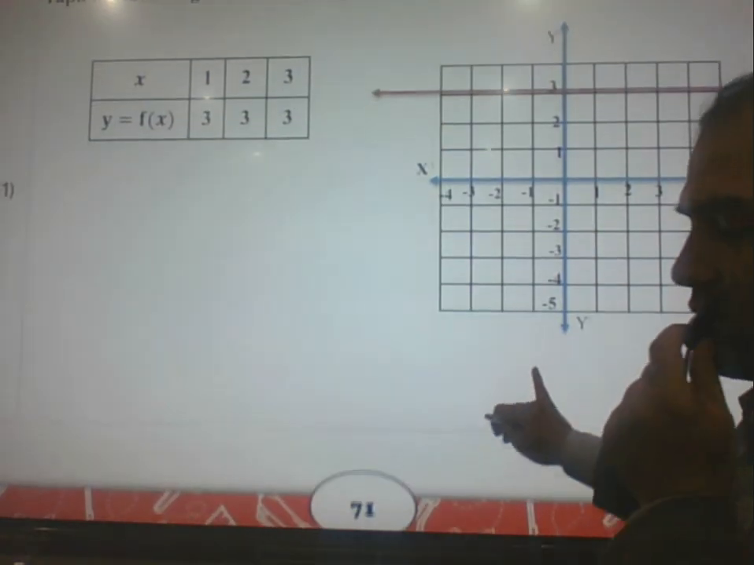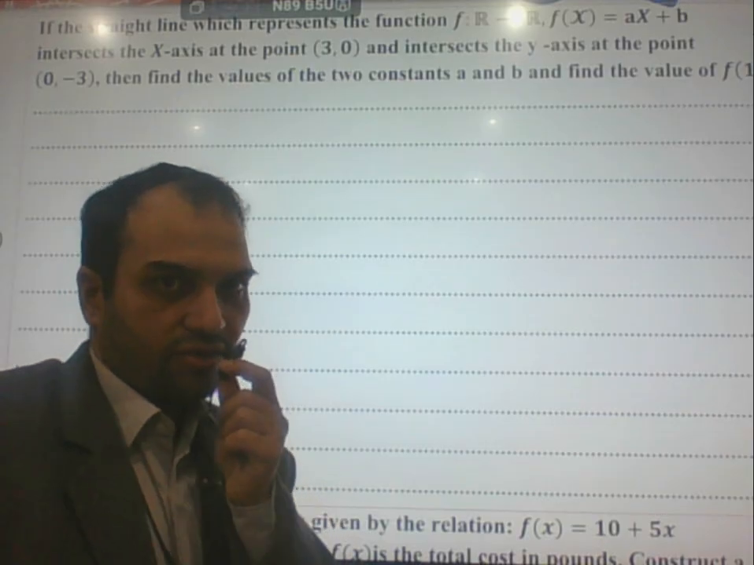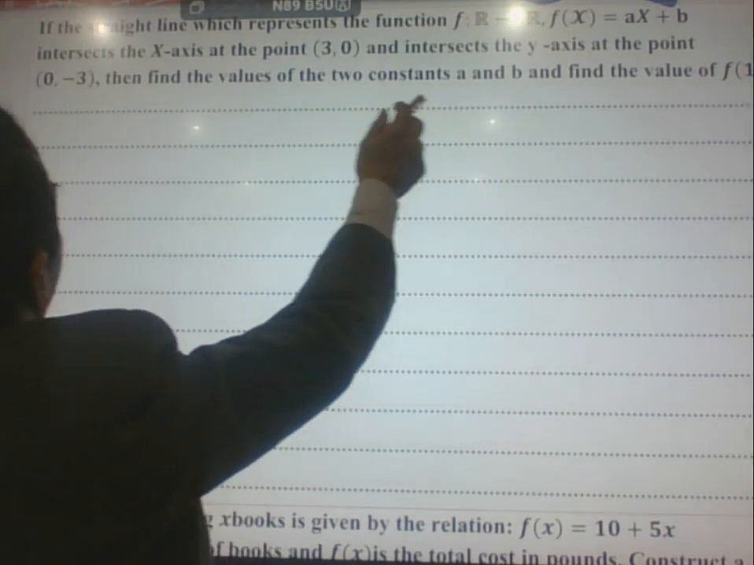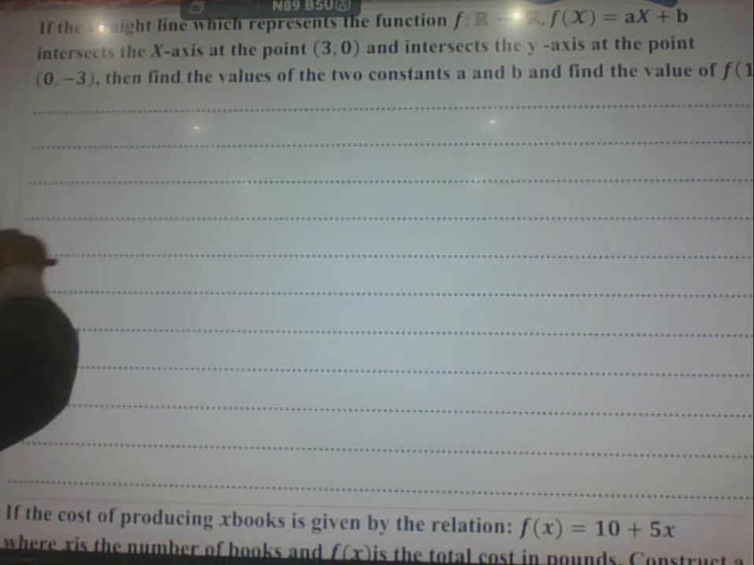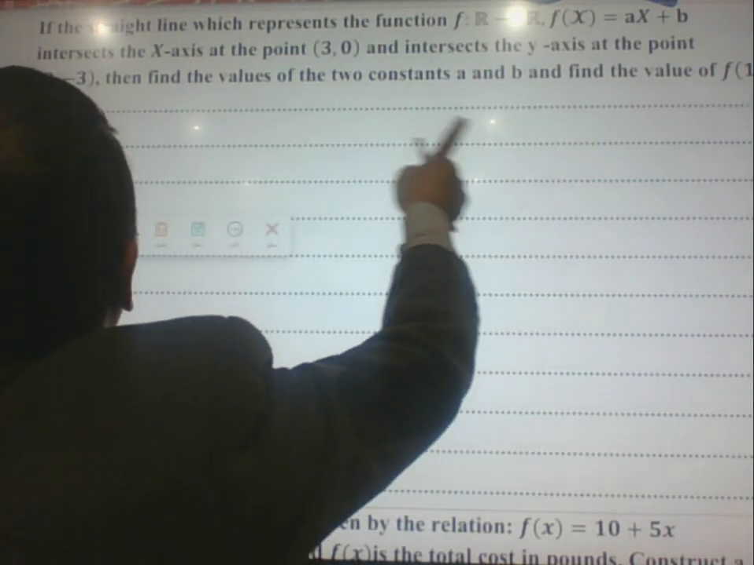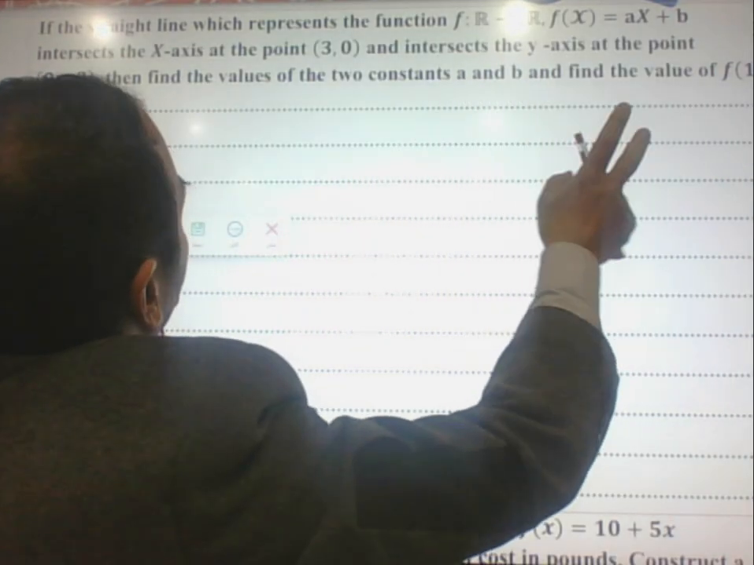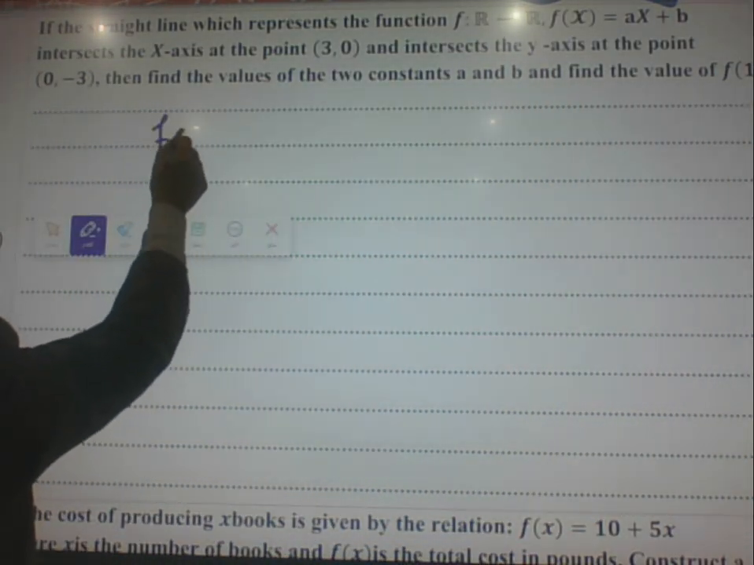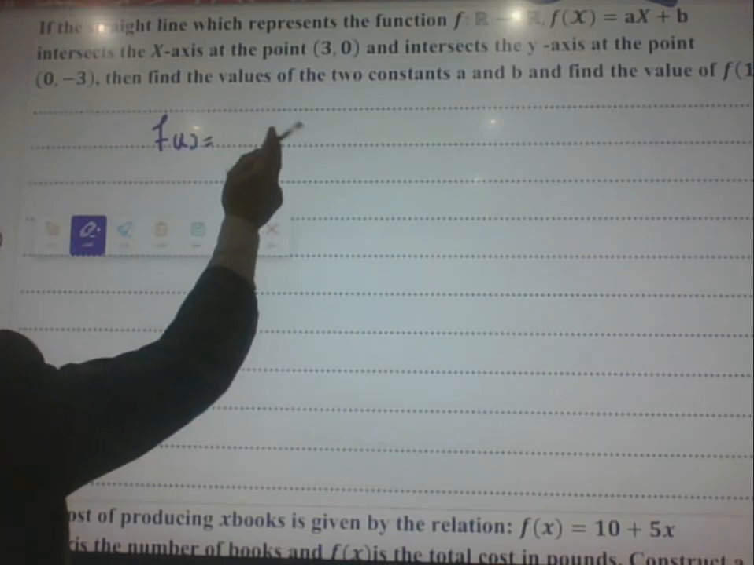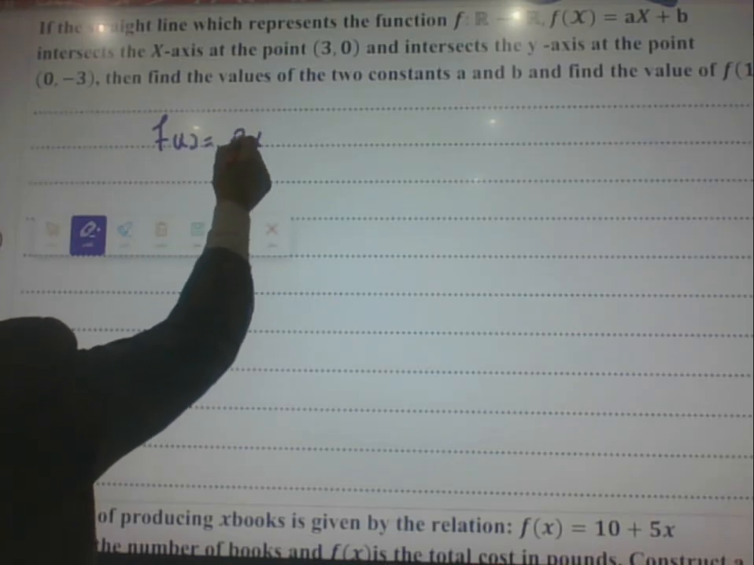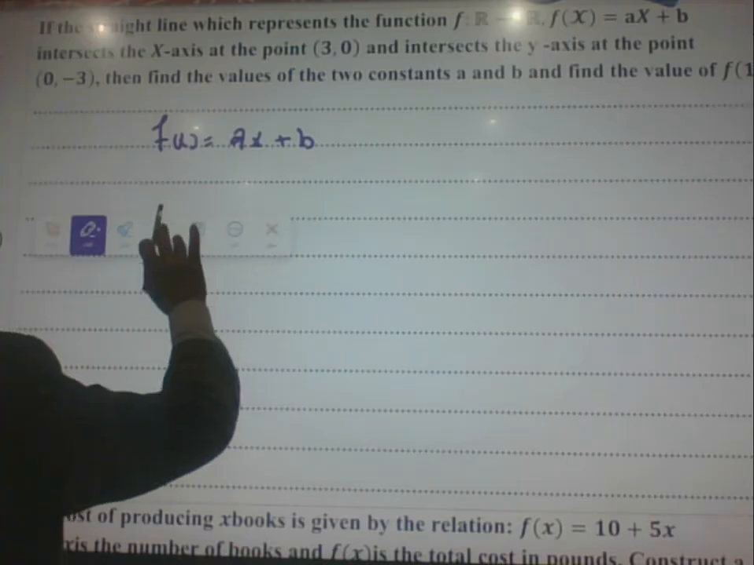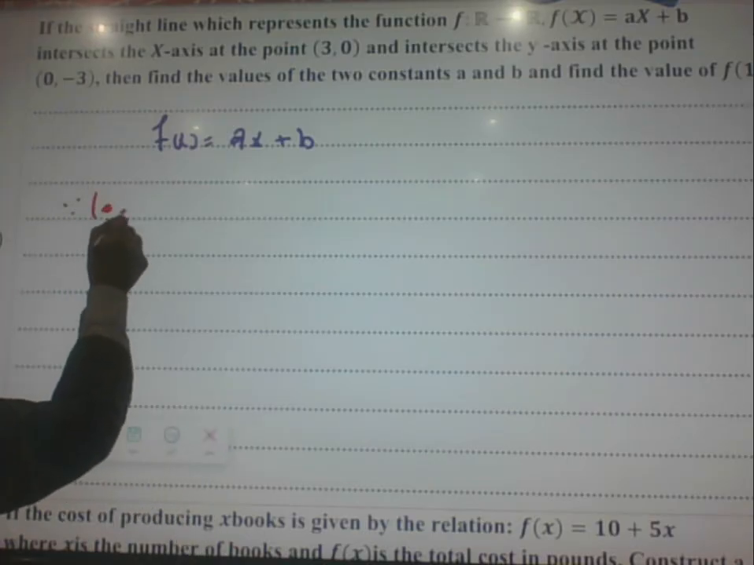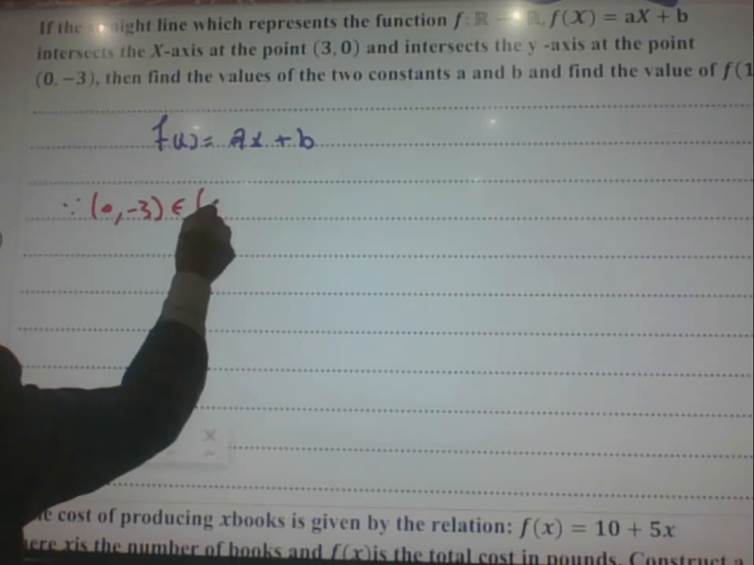Next question down here. We want to draw the function f of x equals ax plus b. It's passing through the point 3 and 0 and intersects the y-axis at the point 0 and negative 3, and we can also find the value of a. First step, he gives me the equation f of x equals ax plus b. He gives me 2 points. First, the point 0 and negative 3 belongs to the function f of x.